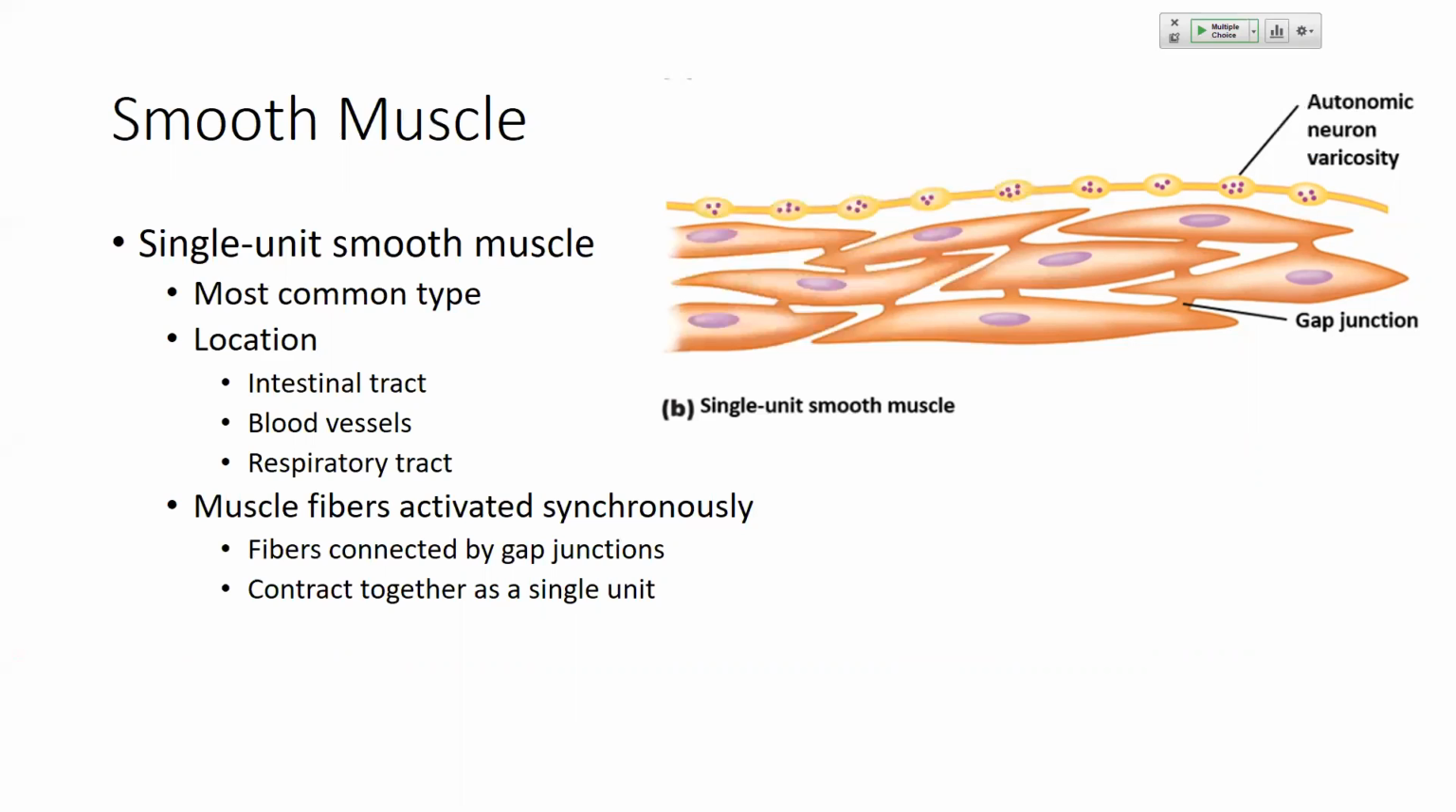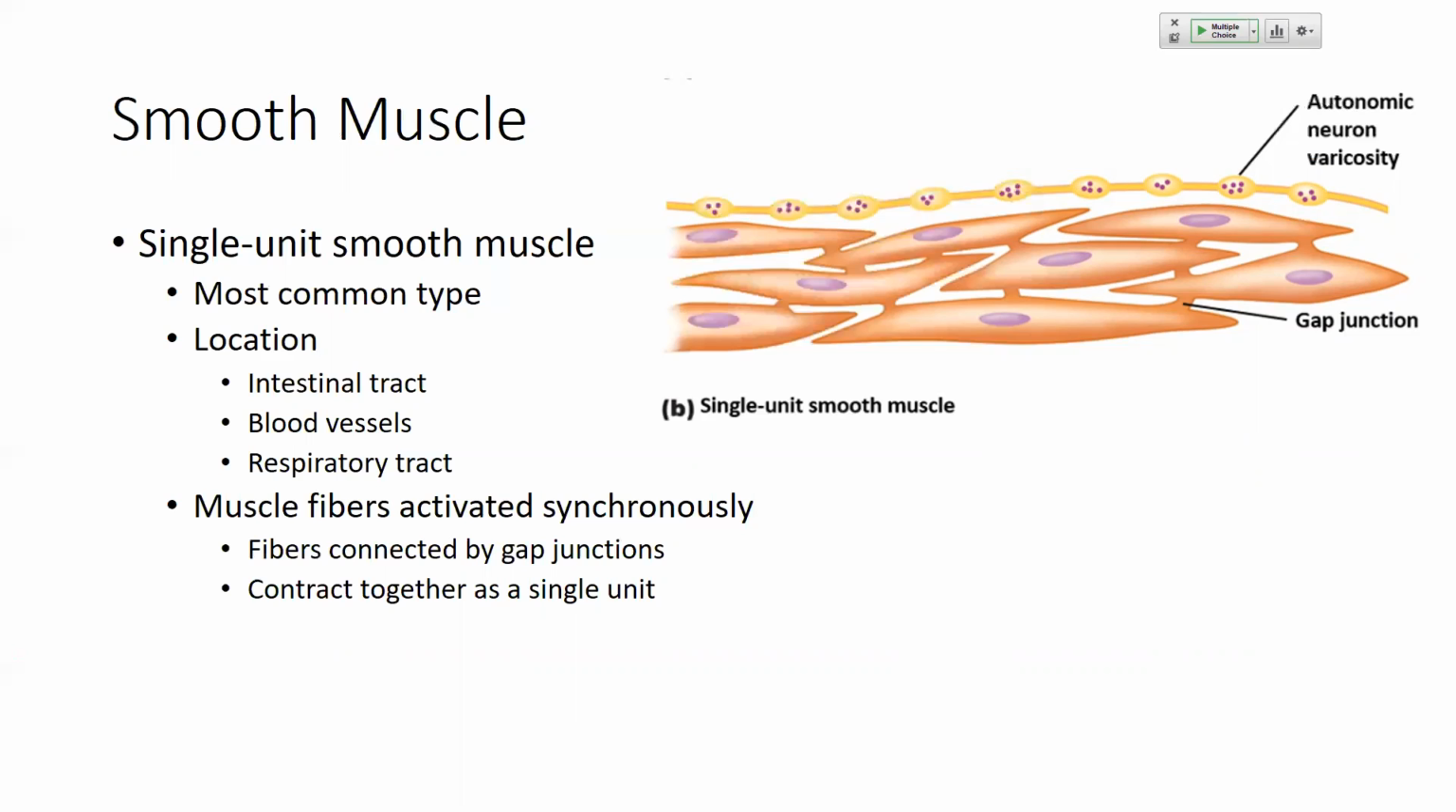So a gap junction is like a hollow opening between two cells that is very optimized to allow cells to communicate. And so because of the large number of gap junctions between the single unit smooth muscle cells, we have this type of muscle contracting as a unit.